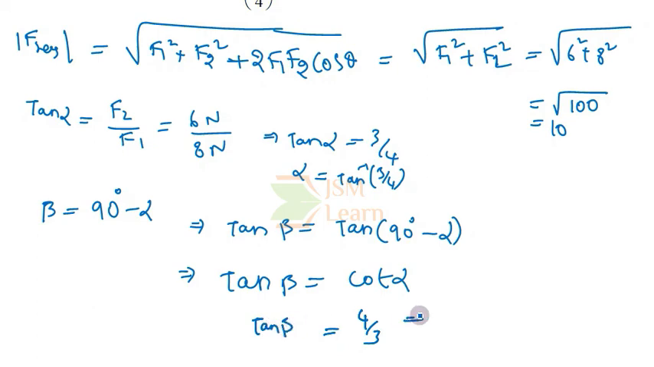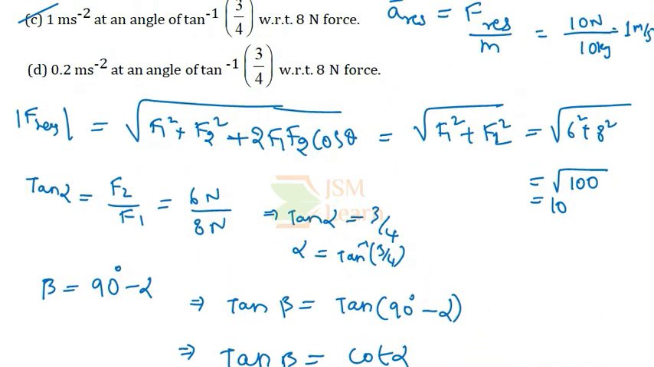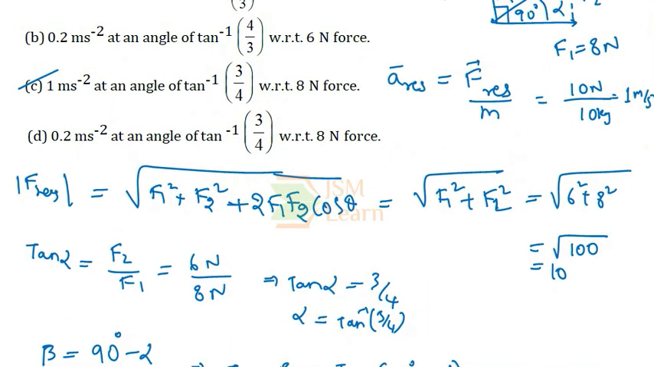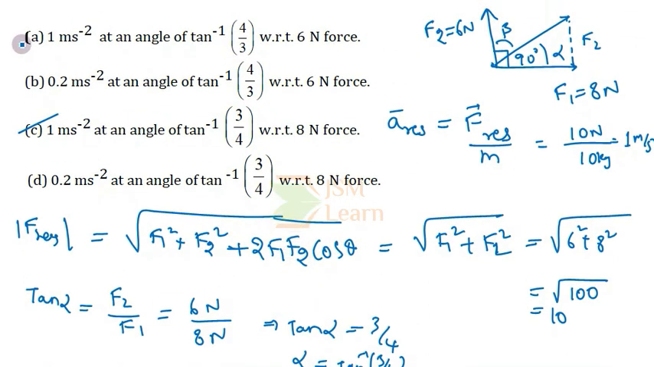Now we need only beta, that is the angle made by the resultant acceleration with the 6 Newton force, which is equal to tan inverse of 4 by 3. So we can get that the resultant acceleration makes the angle of tan inverse of 4 by 3 with the 6 Newton force, that is our option A is true. So overall, options A and C are true.